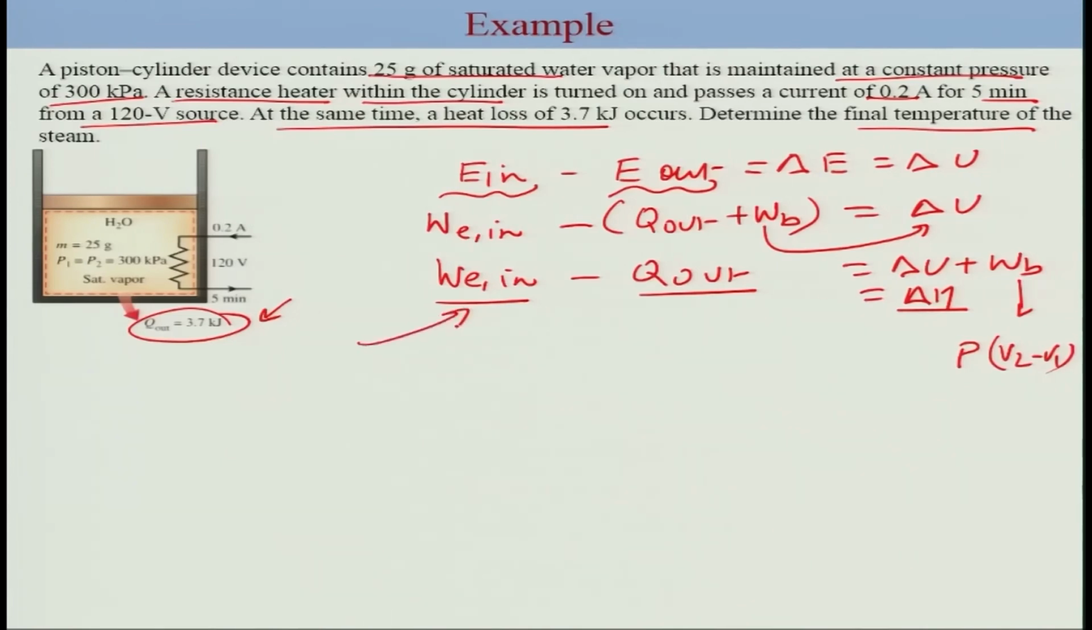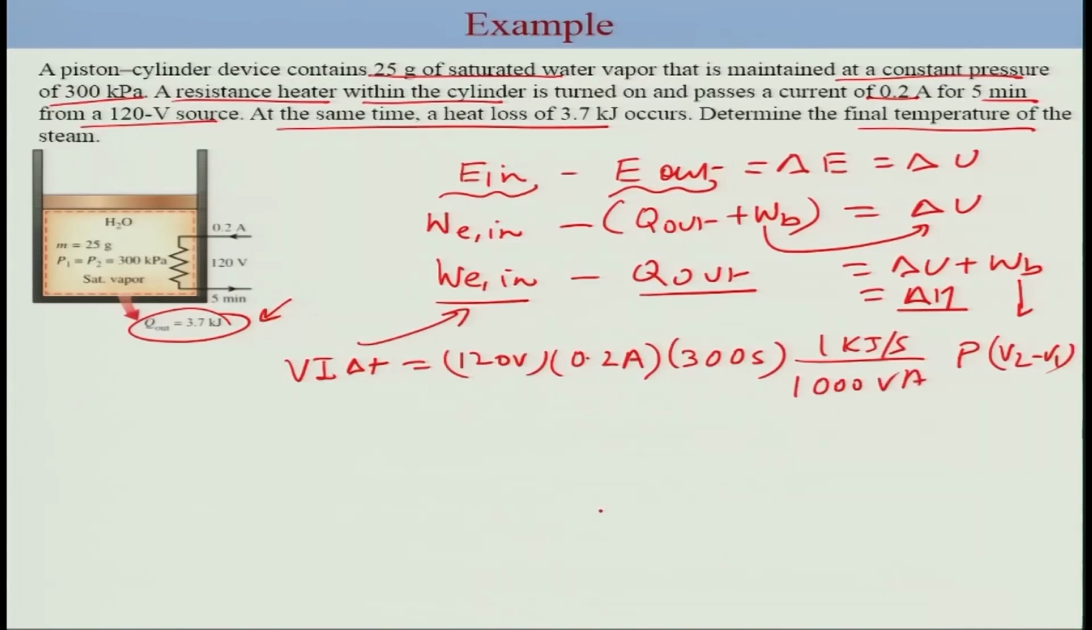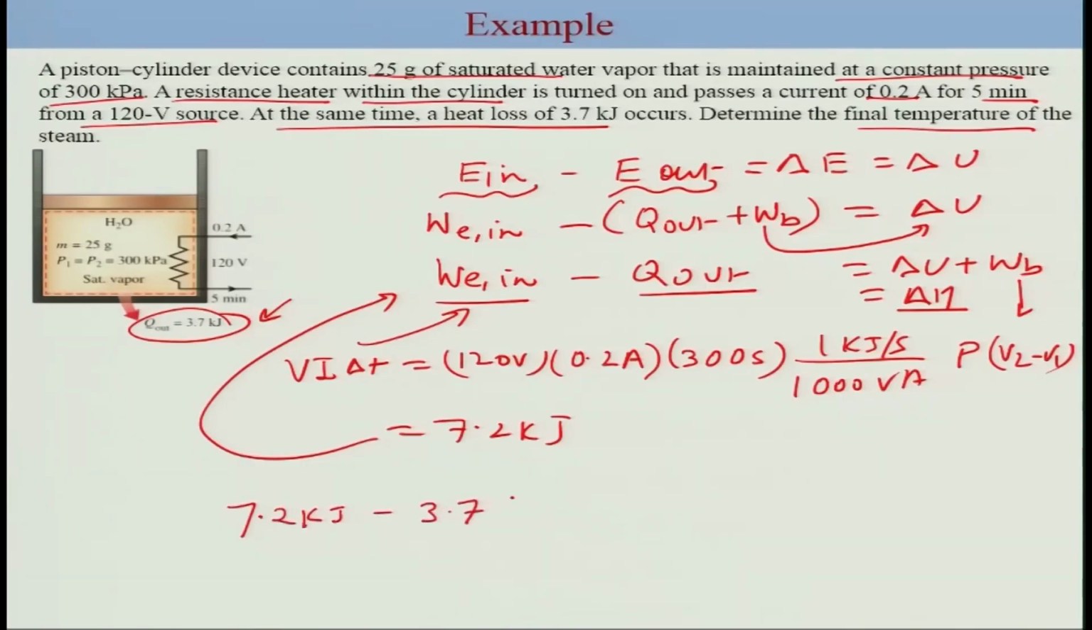Now we need to find out the W E in, which is nothing but the voltage, which is already given to you, multiplied by the current multiplied by the delta T. This is going to be 120 volt, 0.2 ampere, 300 seconds, and then you can use the conversion of 1 kilojoule per second is 1000 volt ampere, and this should be 7.2 kilojoules. So you can plug in here, and the final expression would be 7.2 kilojoules minus 3.7 kilojoules.